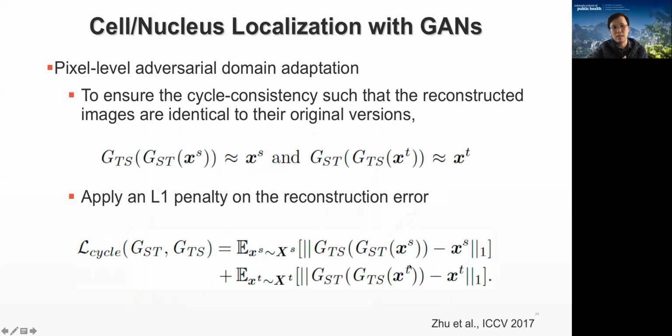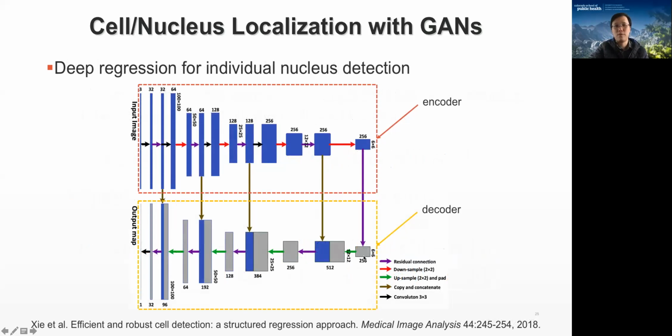It will transfer the image between source and target domain, but we still need an architecture to do the cell detection. Remember that the GAN framework only performs the image translation. They don't do the cell detection. So here we use one of our previous works, which is based on the fully convolutional architecture, and it has encoder and decoder components.